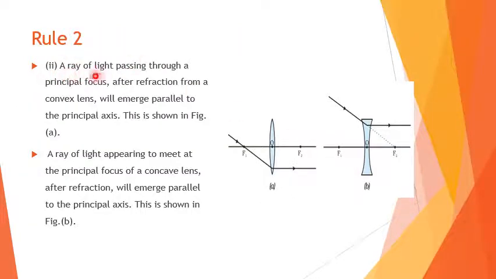Second is, a ray of light passing through the principal focus, after refraction from a convex lens, will emerge parallel to the principal axis, opposite of what we have studied just now. If the ray of light passing through focus enters the lens, then after refraction it will go parallel. Same way here, it is passing through focus, and after refraction it goes parallel. A ray of light that appears to meet at the principal focus of a concave lens, after refraction will emerge parallel to the principal axis as shown in the figure. This is the second rule.